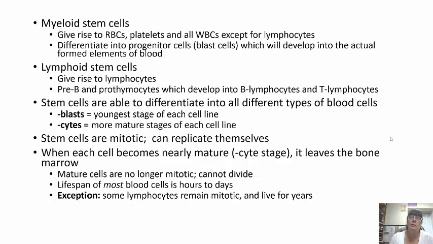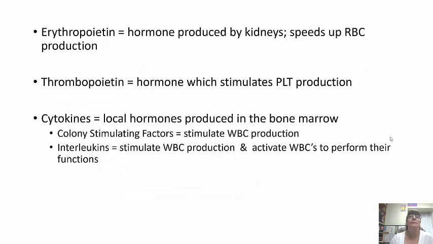The lifespan of most blood cells is actually only hours to days. So our blood cells have to keep dividing to replace the ones that are dying. The exception, there are some lymphocytes that remain mitotic and live for years, and we'll actually talk about that in immunity. Erythropoietin is the hormone produced by the kidneys. It speeds up red blood cell production.